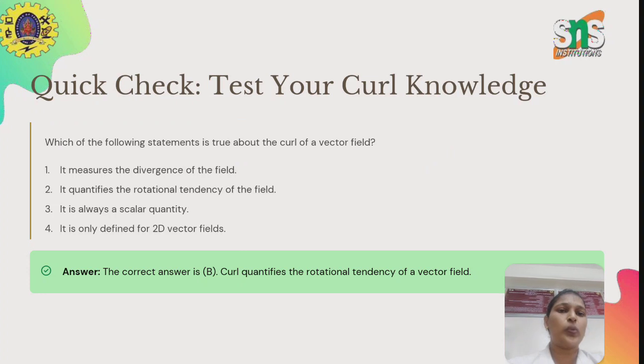So now let's get a quick knowledge check. Which of the following statements is true about curl of a vector? A, it measures the divergence of the field. B, it quantifies the rotational tendency of the field. C, it is always a scalar quantity. D, it is only defined for 2D vector fields. Which one is correct? The correct answer is B. It quantifies the rotational tendency of the field. How much a field rotates, how much the field twists, that can be quantified only through the concept of curl.